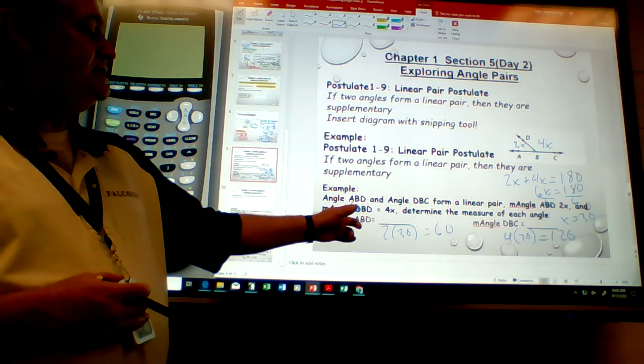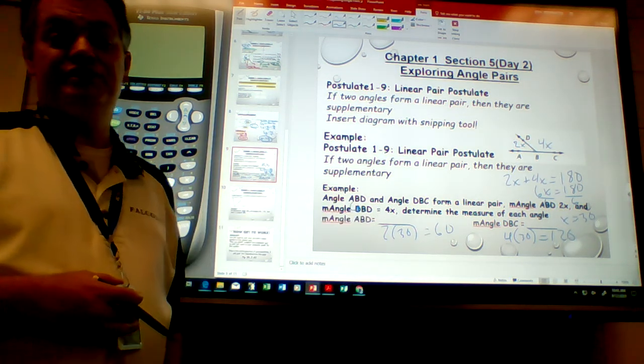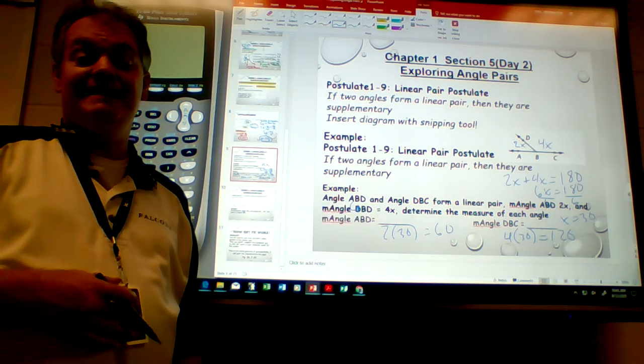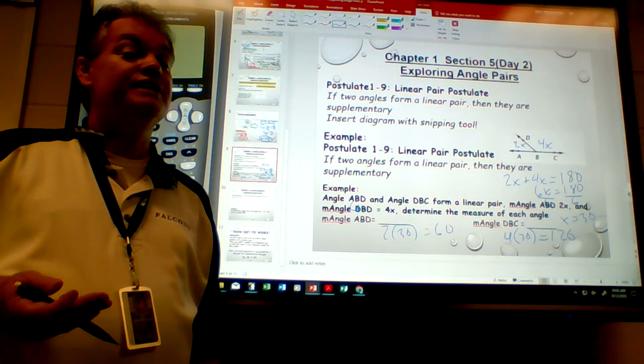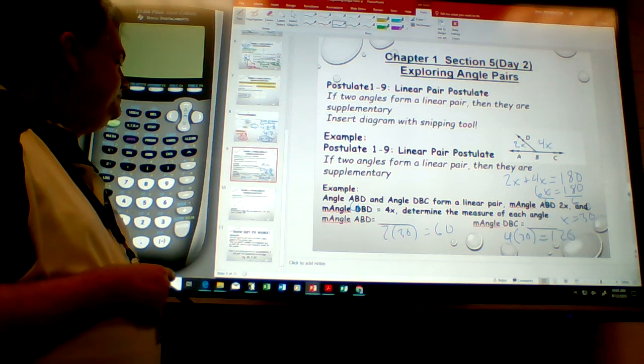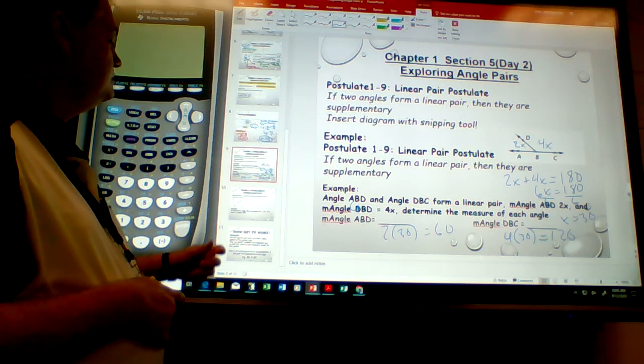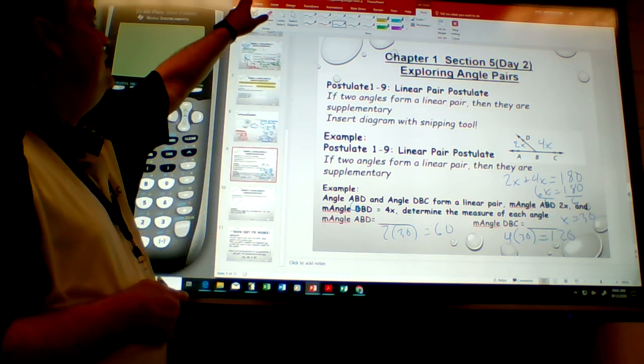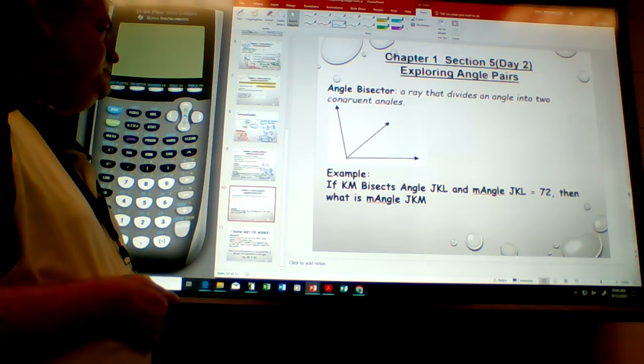Now I could reverse this. It says CBD, but I can also change it around to DBC. Remember, as long as B is the vertex point, it's in the middle, you're good to go. All right. Let's do one more together. Let's do this one.